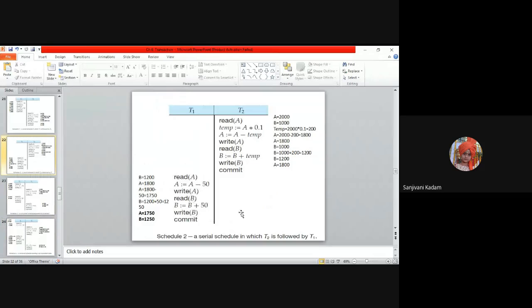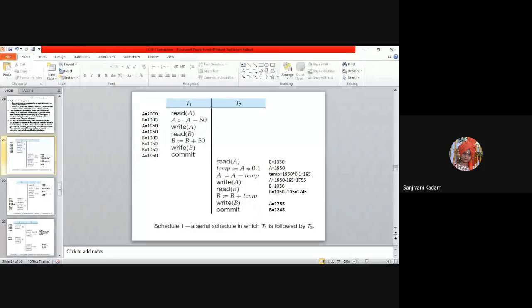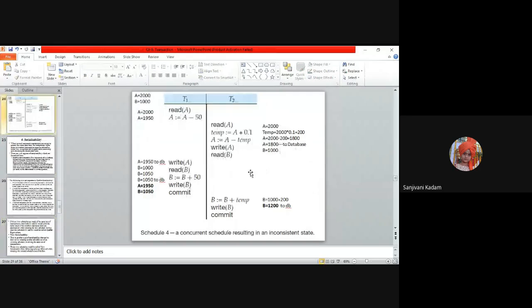So this was one of the serial schedules. A equal to 1750, not matching. B equal to 1250, not matching, because B equal to 1200 is here. And in serial schedule one also, neither A's value is matching, nor B's value is matching. It means that whatever this concurrent schedule is, it is keeping my database in an inconsistent state. This is not giving the same result as any of my serial schedules. Clear?